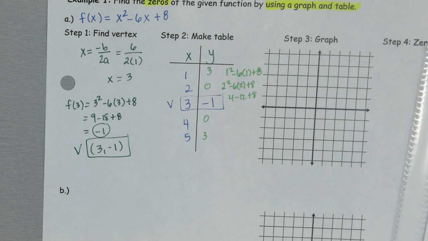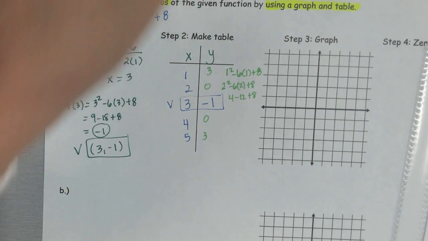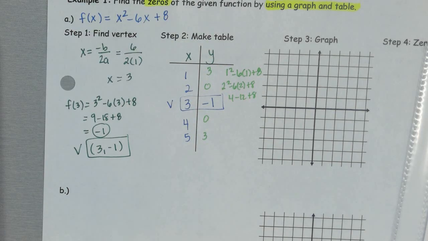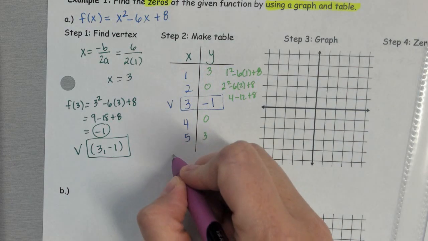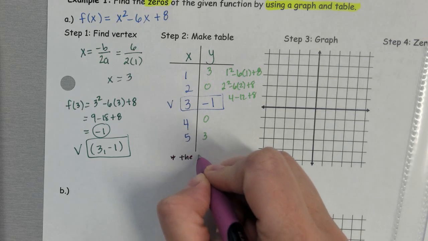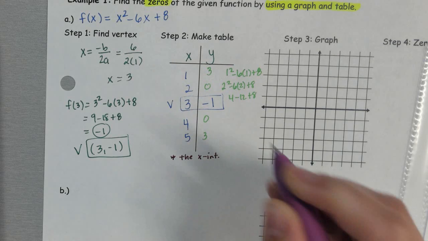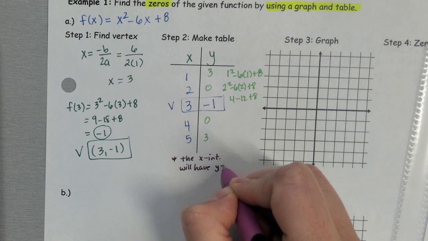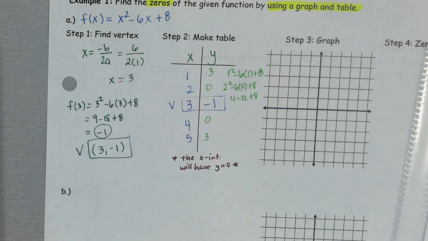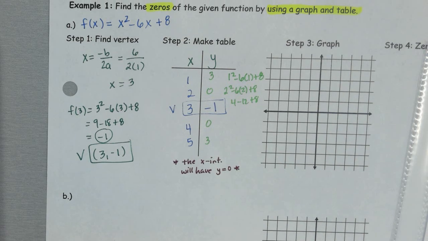Alright, now for these, what you want to do is find where the y is 0. Because if the y is 0, what point am I finding? Or what point have I found? So the x-intercepts will have y equal to 0. That's what I want. Okay?